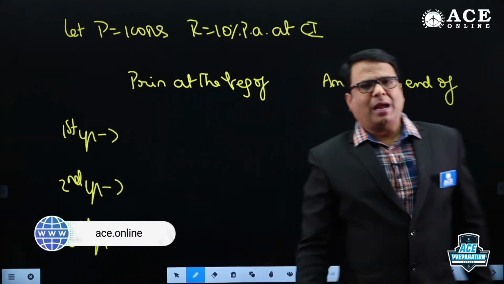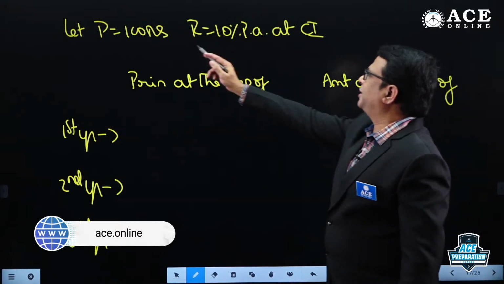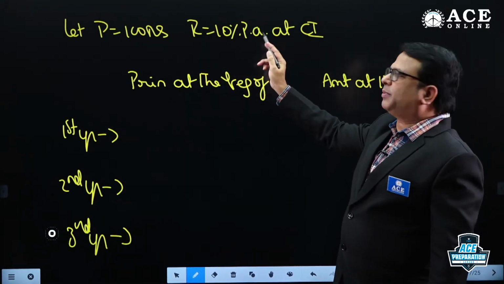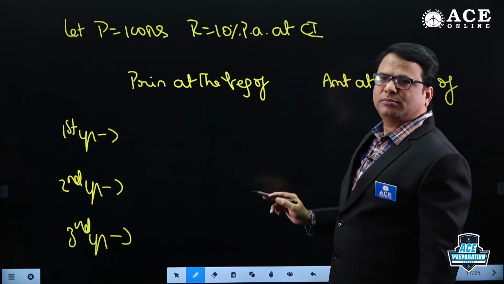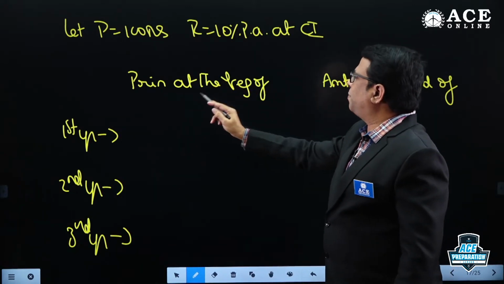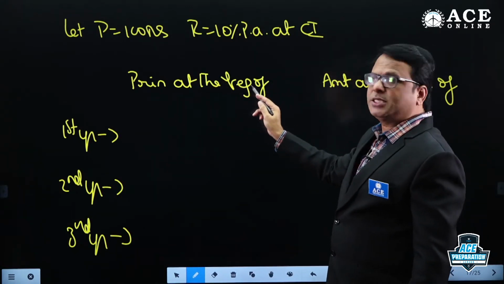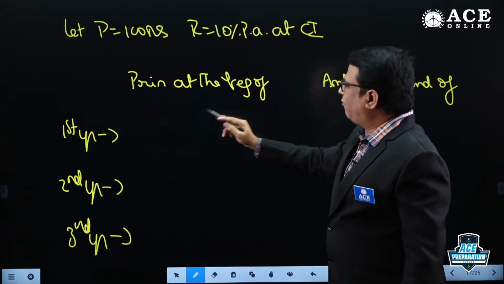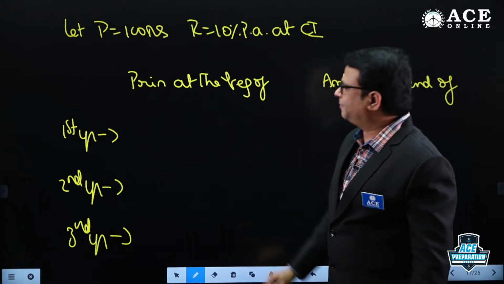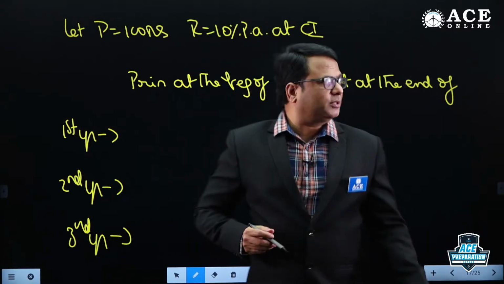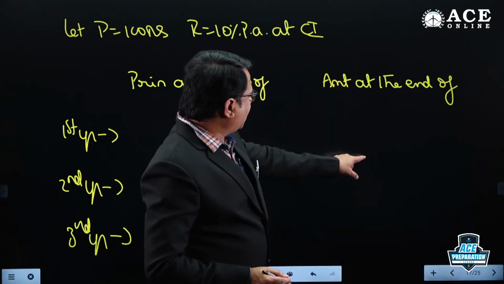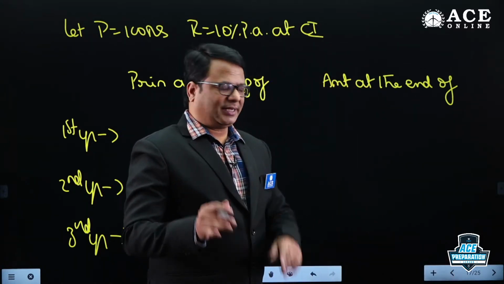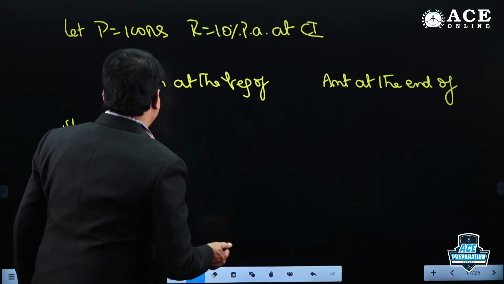Now, I assume the principal as 100 rupees. Rate of interest 10% per annum at compound interest. Then what is the principal at the beginning of first year, second year, third year? Then what is the amount at the end of first year, second year, third year? You need to understand like that. Now let us start from here.